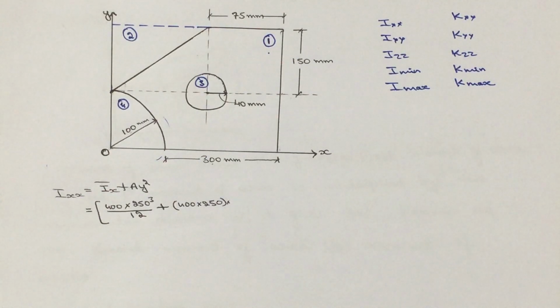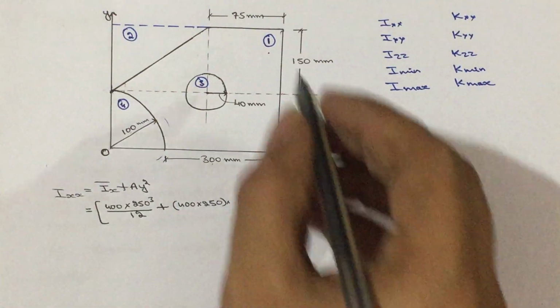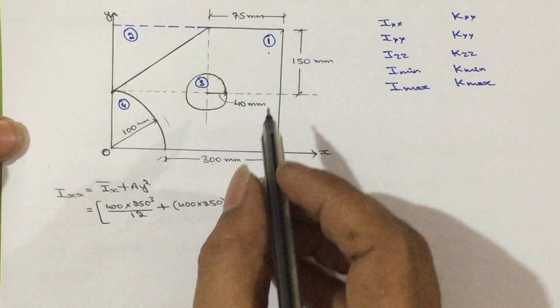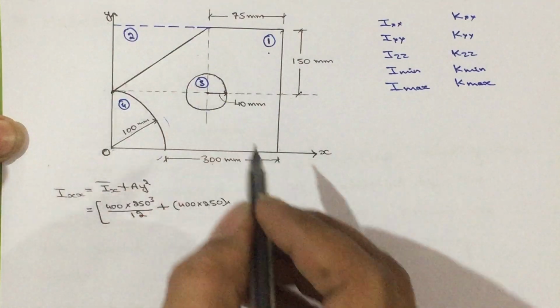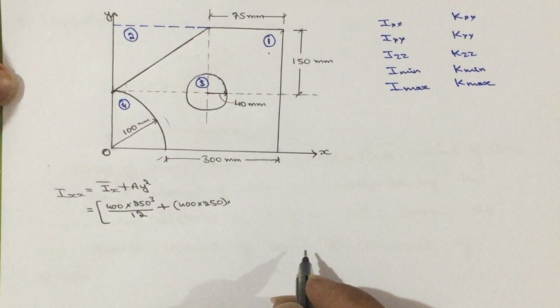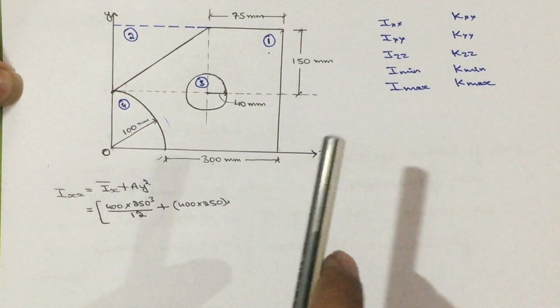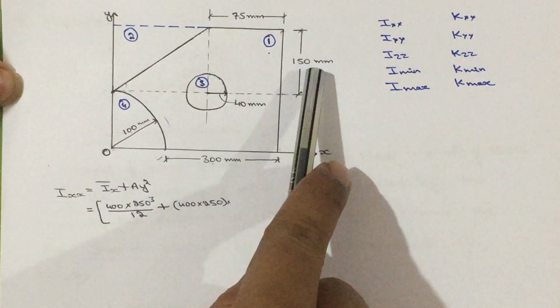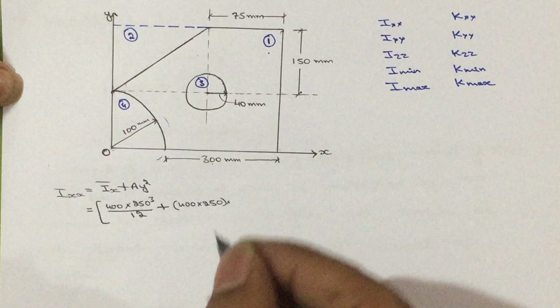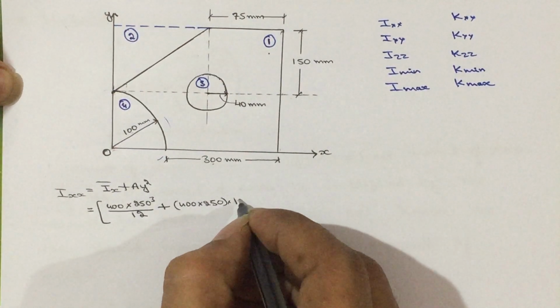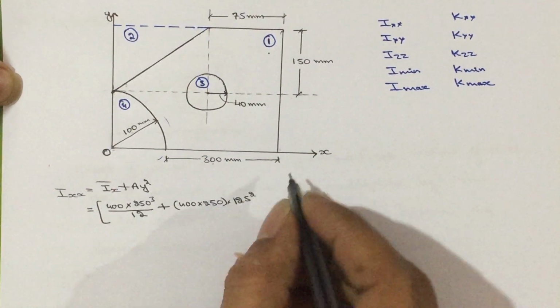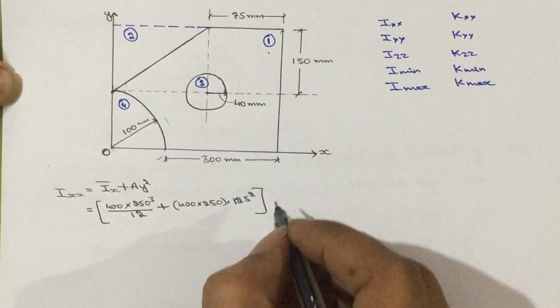What do you mean by y? The distance of the centroid of the individual figure from the x reference axis in the y direction. Here the one is the rectangle and the centroid will be somewhere here. So, distance from the x axis is how much? The centroid of a rectangle is given by distance divided by 2. So, in the y direction total distance is 150 plus 100, that is 250. 250 divided by 2 is nothing but how much? It is 125. So, 125 square, this is for rectangle.